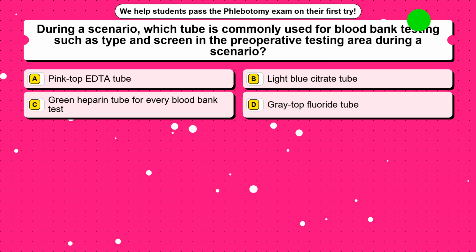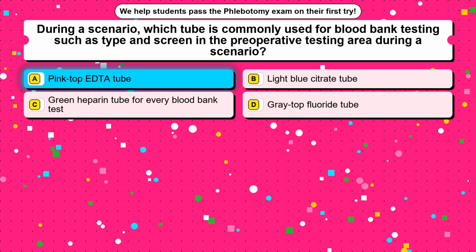Question 25. During a scenario, which tube is commonly used for blood bank testing such as type and screen in the preoperative testing area during a scenario? Option A, pink top EDTA tube. Option B, light blue citrate tube. Option C, green heparin tube for every blood bank test. Option D, gray top fluoride tube.